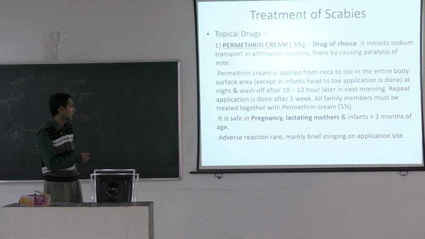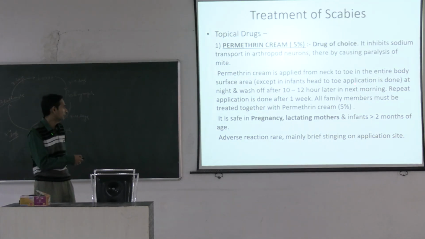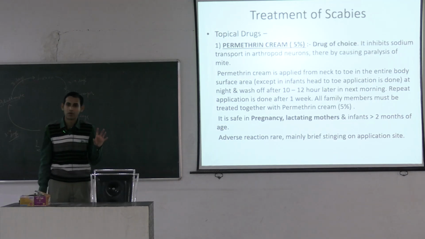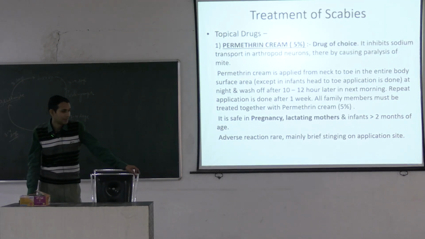So, permethrin cream is applied from the neck to toe over the entire cutaneous surface area, except in the infant, where head to toe application is done, at night, and washed off 10 to 12 hours later in the next morning with proper bathing. After that, the second application is done 1 week later.